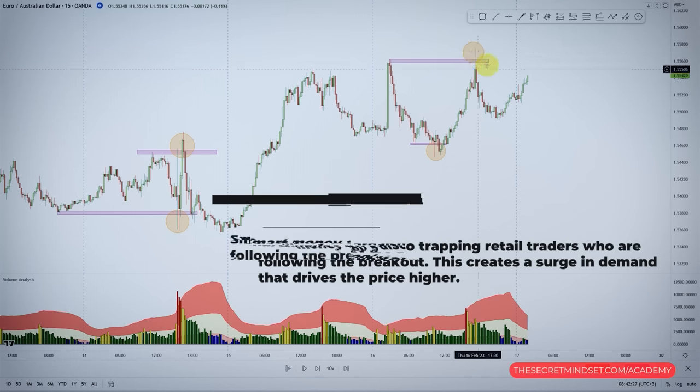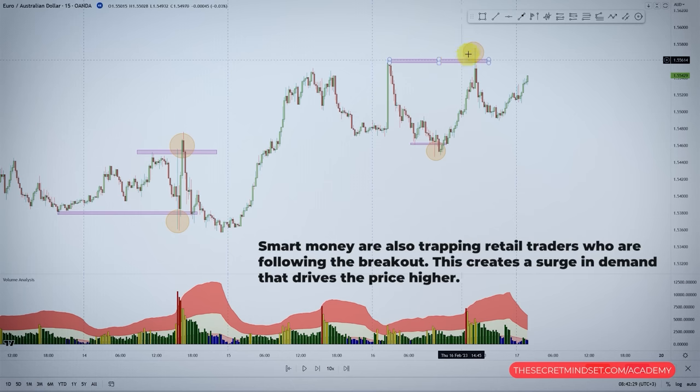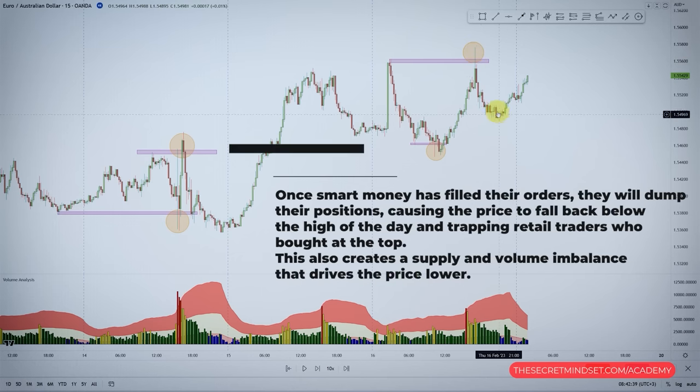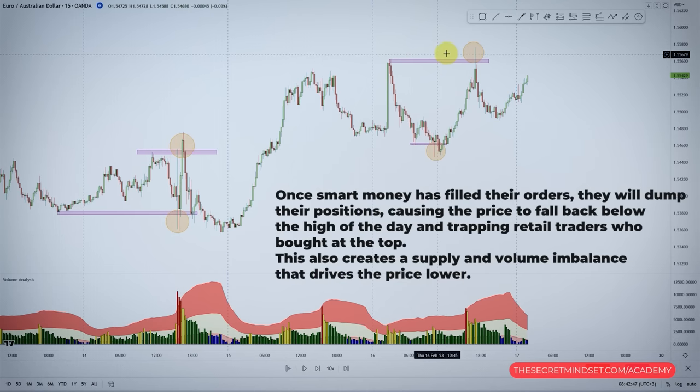This creates a surge in demand that drives the price higher. However, once smart money has filled their orders, they will dump their positions, causing the price to fall back below the high of the day and trapping retail traders who bought at the top. This also creates a supply and volume imbalance that drives the price lower.